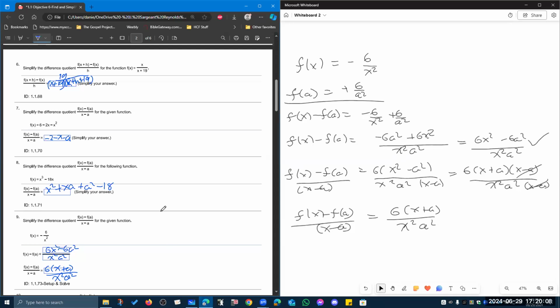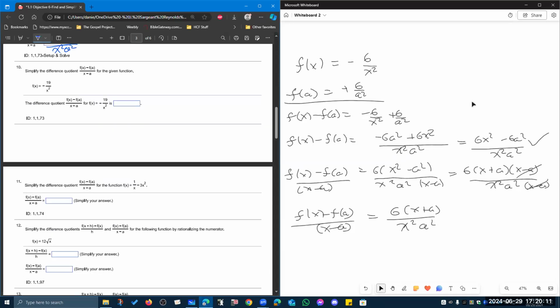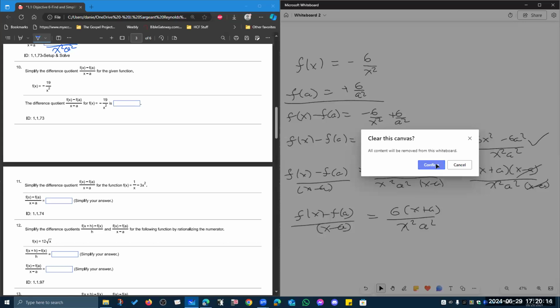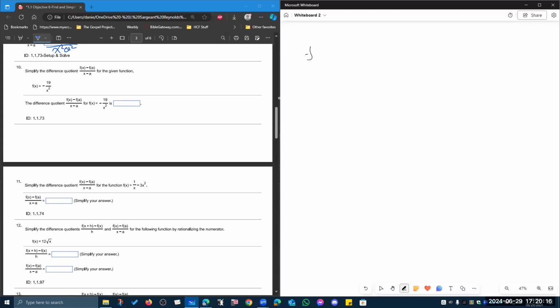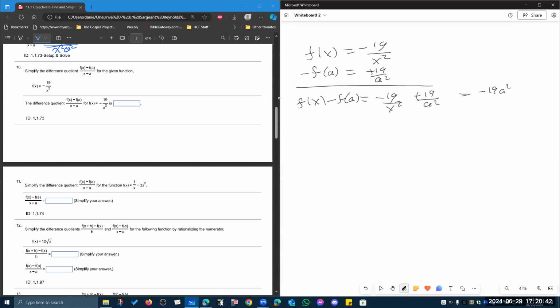All right. Let's go ahead and keep going. f of x is equal to negative 19 over x squared. f of a is going to be negative 19 over a squared. Change my signs and add. f of x minus f of a. It's negative 19 over x squared plus 19 over a squared. That's going to be negative 19a squared plus 19x squared over x squared a squared.